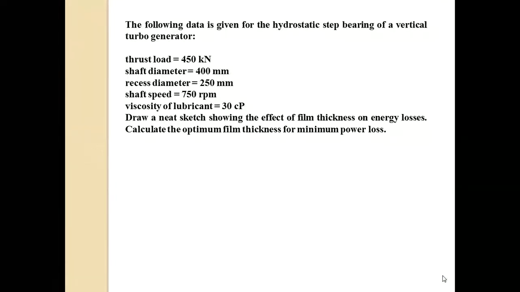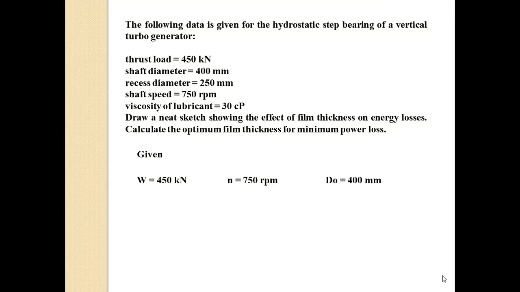Again, the total losses are the addition of the energy losses due to viscous friction and the energy losses due to the lubricating oil. That means first we have to find the energy losses because of viscous friction, then the energy required or lost due to the lubricating oil. After adding these two, we get the total energy losses. Afterwards, for that loss we have to find the film thickness. They asked to calculate the optimum film thickness for minimum power loss, so we have to find the optimum value.